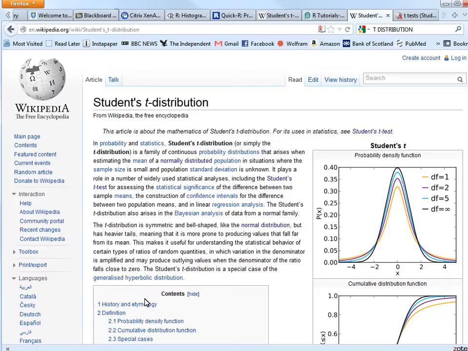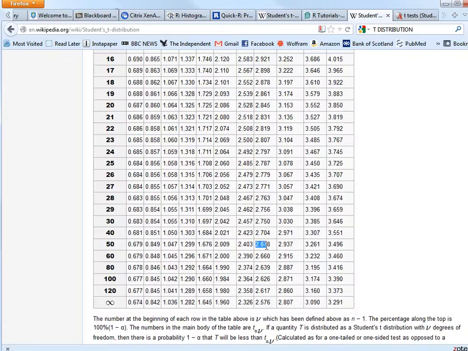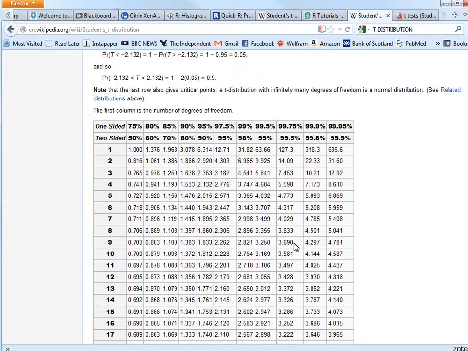What does t equals 2.75 actually mean? Well, go to the Student's t distribution in Wikipedia and go down to the table that we used before. We have 50 in our sample here, so the degrees of freedom is 49. Don't worry about that at the moment. So 50 here, look for 2.75, and it's between 2.678 and 2.937, and that means for a two-sided test it's between 99% and 99.5%.